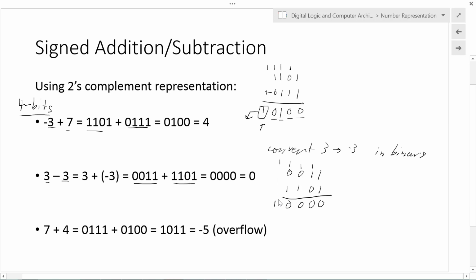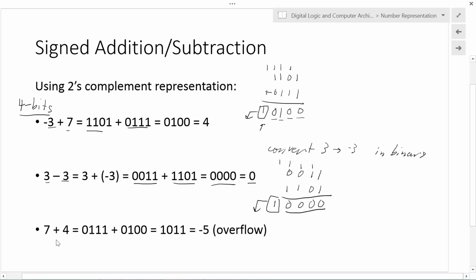We have a carry here of 1, but because this is the 5th bit, this is discarded, and we are left with a 4-bit number, 0. And we see 0 is our final result. 3 plus a negative 3 is 0.